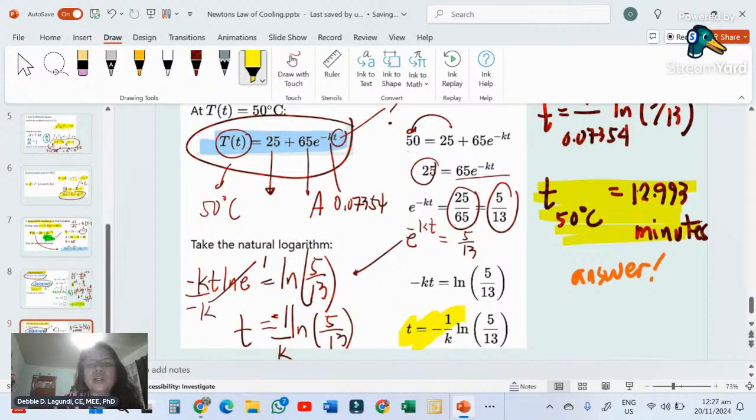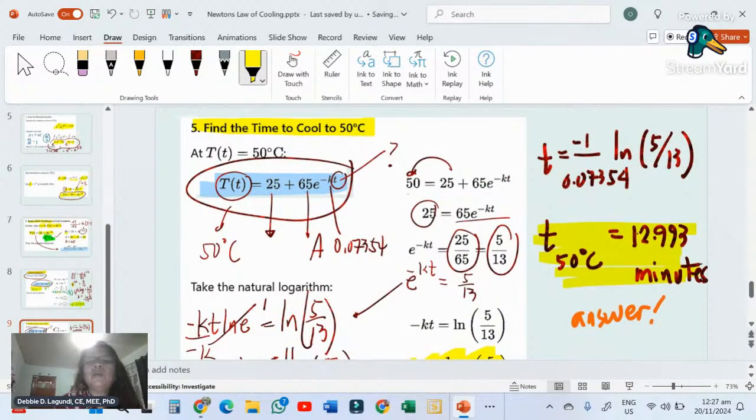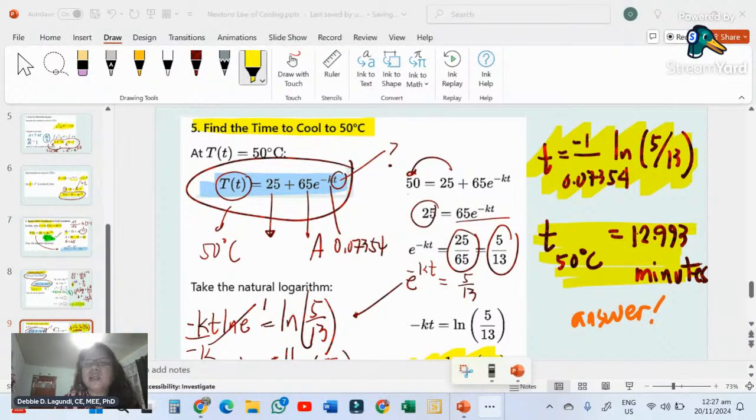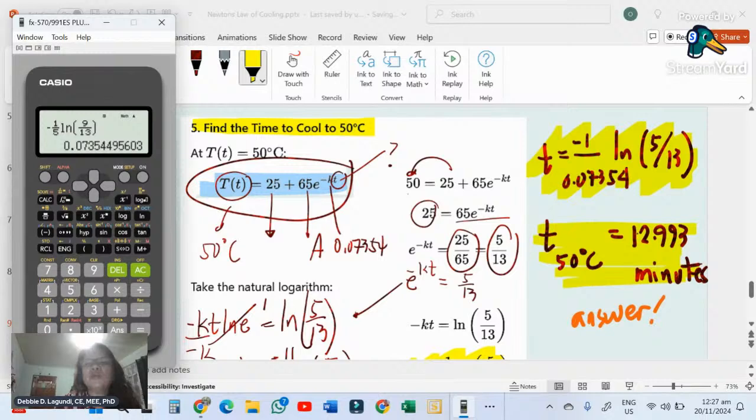Okay, so this is shown in here. So put that in your calculator. What you're going to write in your calculator will be this. So we must get 12.993 minutes. So that's the time for the coffee to cool down until it reaches 50 degrees Celsius. So let's do it here. We have a fraction, of course, and that is a negative 1 over 0.07354. And you have an ln, or natural logarithm, in fraction form, so that will be 5 over 13, and close it. That's it. And then equals. So that's how the 12.993 minutes was arrived at.